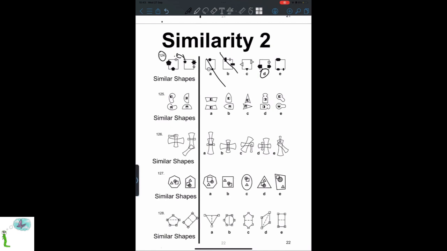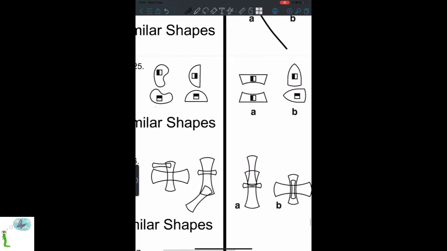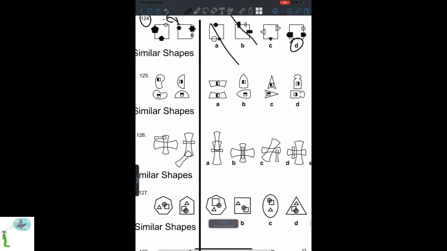Okay, question 125. What's similar between these two? These are 2 shapes. Well, it looks like it's the same shape at the top as the bottom, but what happens is the square gets reflected. Right? The square is flipped. So we're just going to look for something that has the same thing. This also rotates 90 degrees. This also rotates 90 degrees.